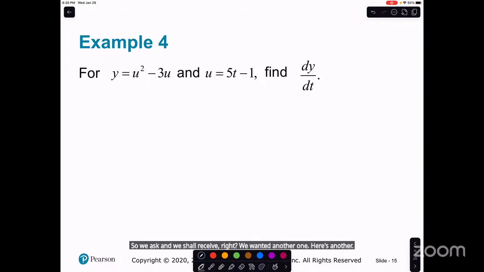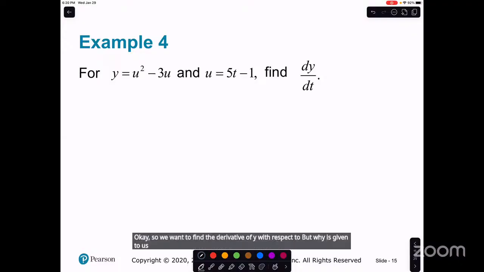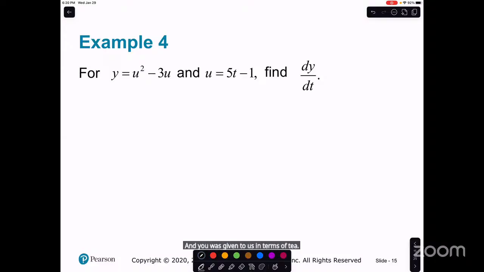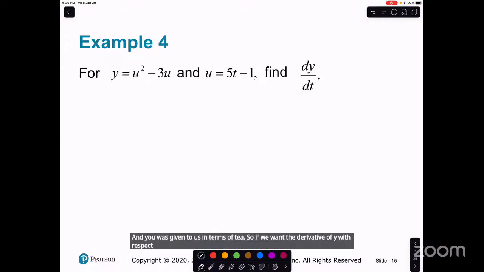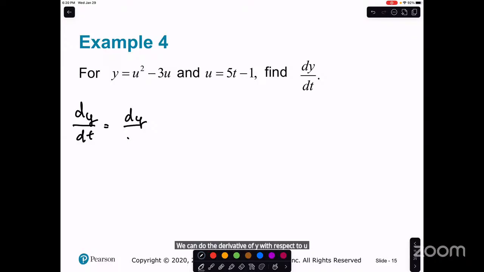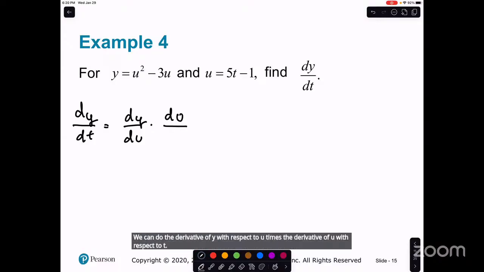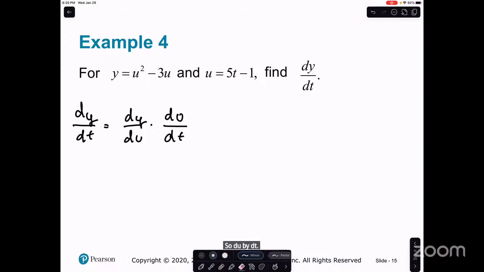So we want to find the derivative of y with respect to t, but y is given to us in terms of u, and u is given to us in terms of t. So if we want the derivative of y with respect to t, we have to do basically the same thing we did in the previous example. We can do the derivative of y with respect to u times the derivative of u with respect to t, so du by dt. Okay, let's keep going.